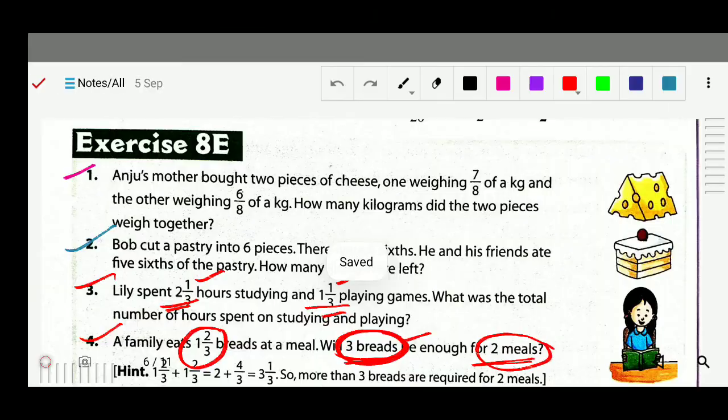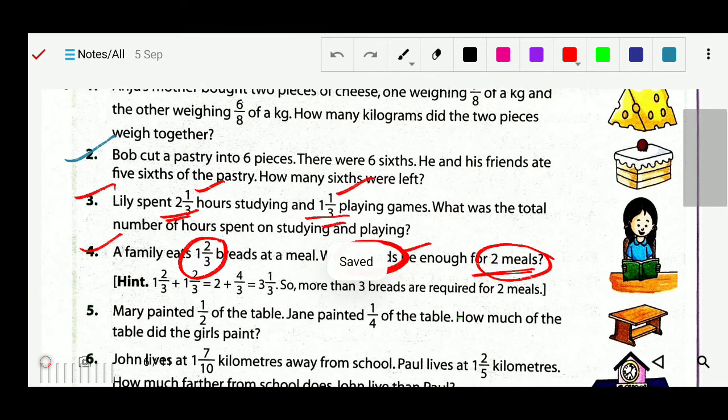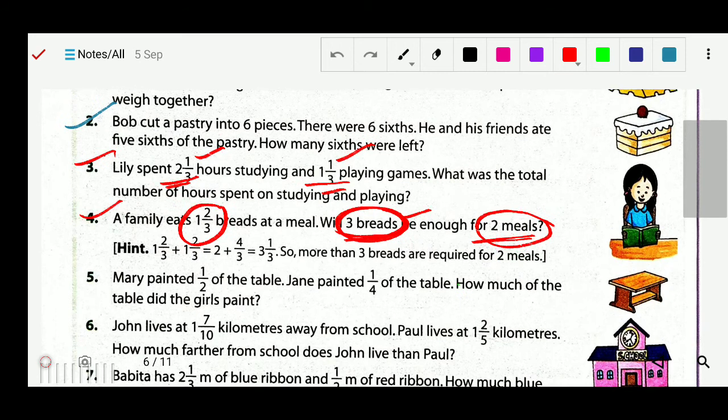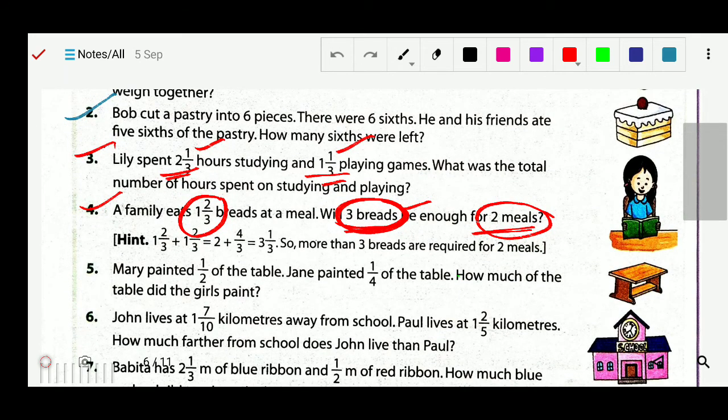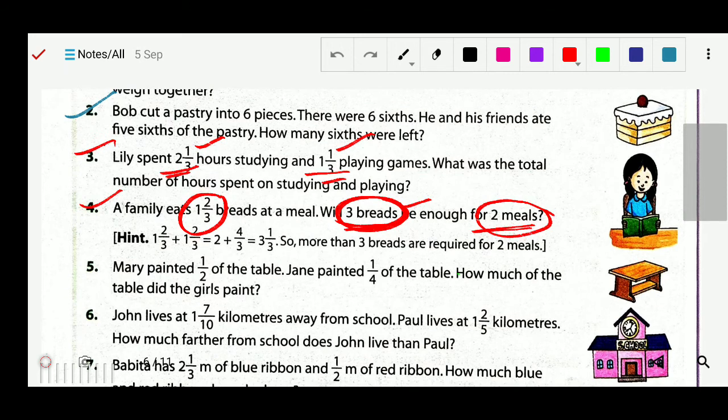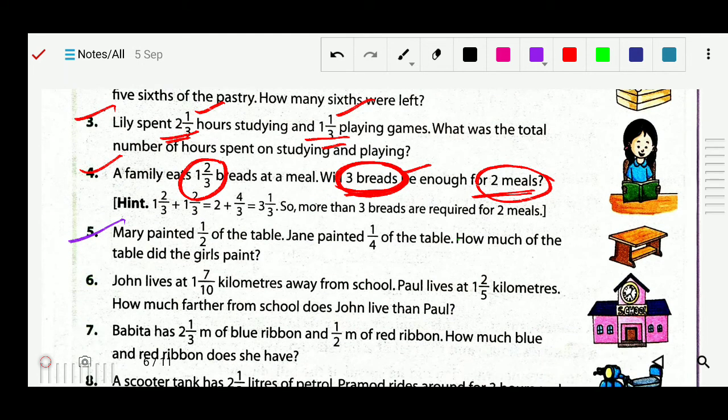Now let's solve the next question. Question number 5. Mary painted 1 by 2 of the table. Jane painted 1 by 4 of the table. How much of the table did the girls paint? So you can add it. You can do it by yourself.